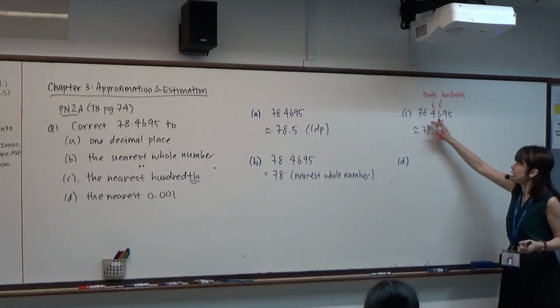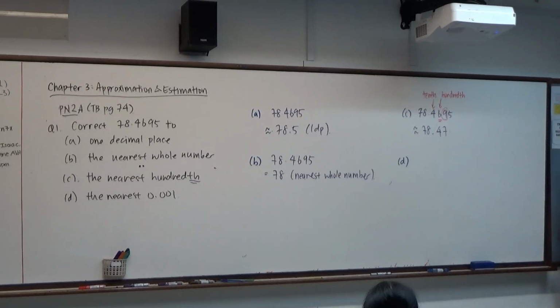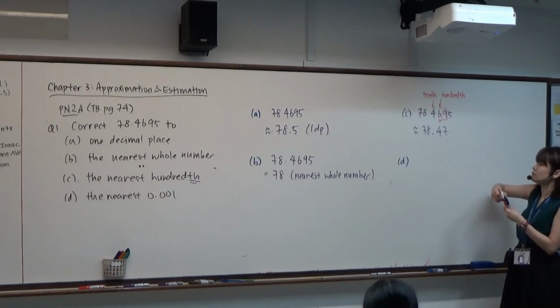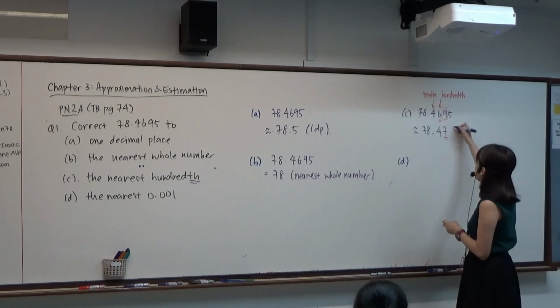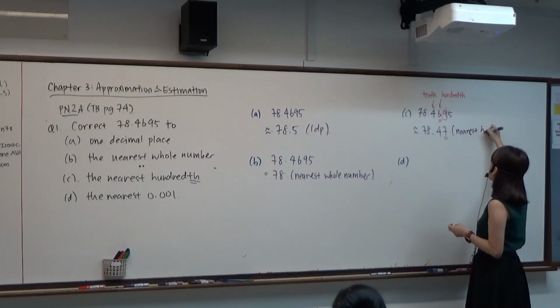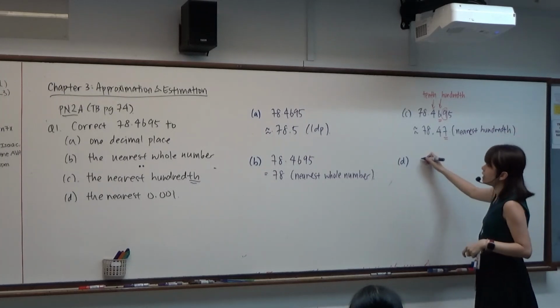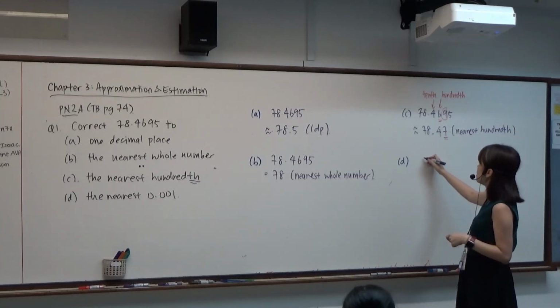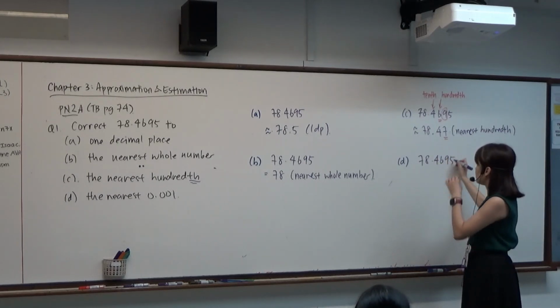So we look at 6 itself. Next digit is actually 9, greater than 5. Okay, so therefore 6 will end up rounding up into 7. Okay, and this is to the nearest 100. Okay, and then lastly to the nearest 0.001. Okay, what will your answer be?